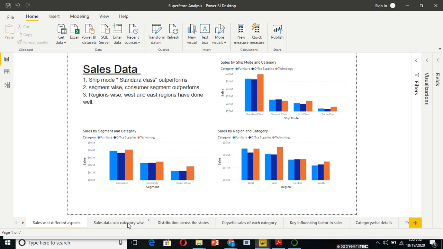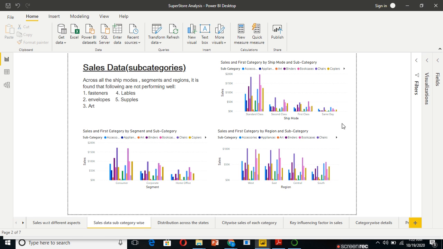Okay, now this is where it shows the following are not performing well, like fasteners, labels, envelopes, supplies, and art. Now these are all from the office supplies category. So if you see here, the smaller bars that you see are the envelopes and the art, and probably the labels over here, and also some supplies.